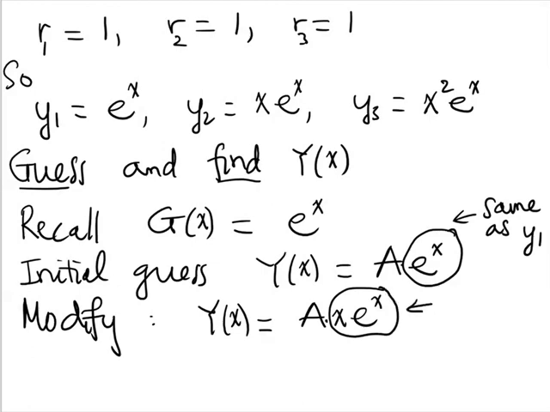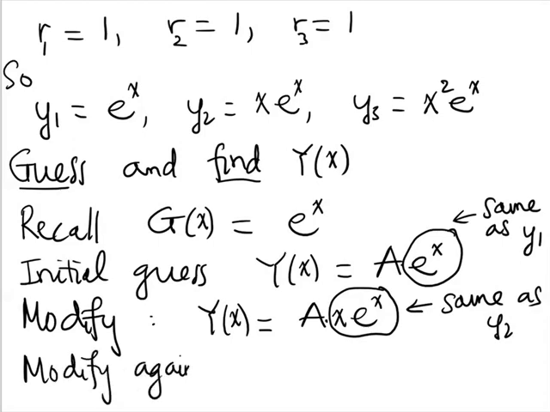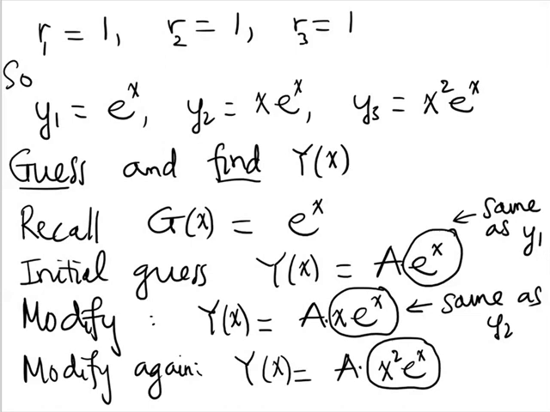But if you look at y2, this is the same as y2. Modify again. By multiplying by x, we get a times x squared e to the x. But it turns out x squared e to the x is the same as y3. And now you know what to do. We need to modify one more time by multiplying by x.